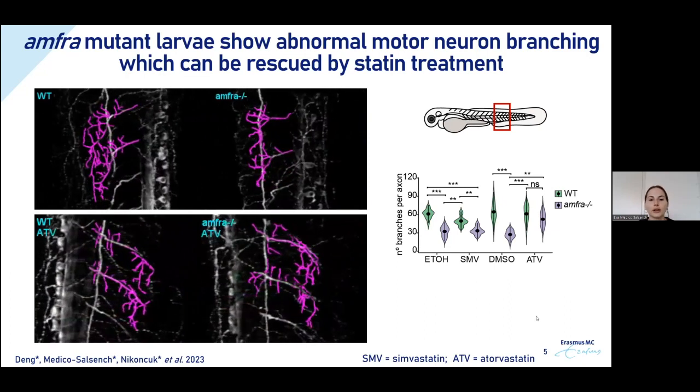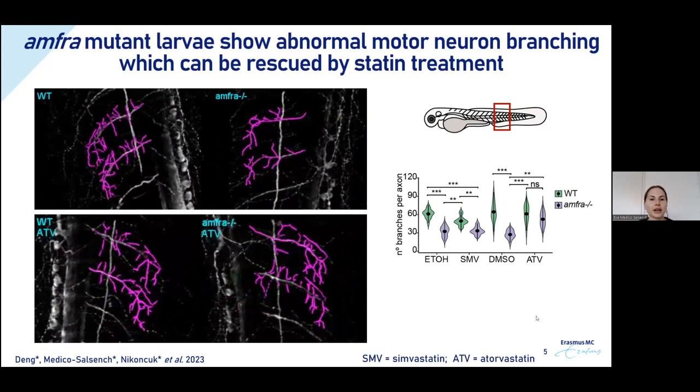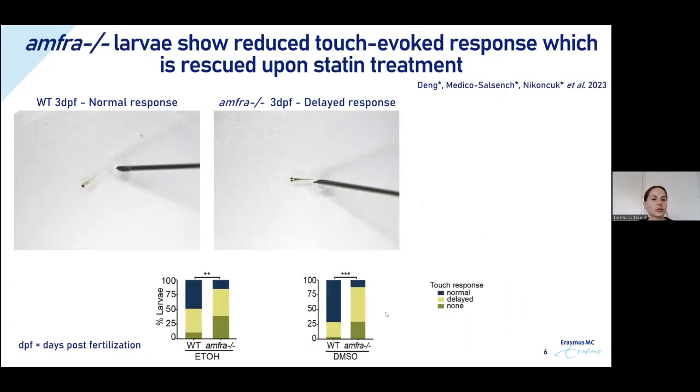Last, we looked into different behavior assays, and in this case, I show the touch response. On the left, you have a wild type larva. When you touch them with the needle, they don't like it and they swim away. However, for the IMFR knockout larva, the one on the right, after you touch it with the needle, it cannot swim away or it stops halfway, as shown in the video.